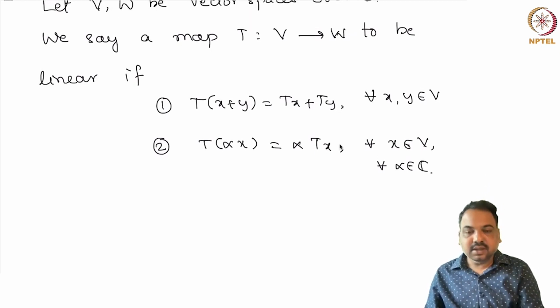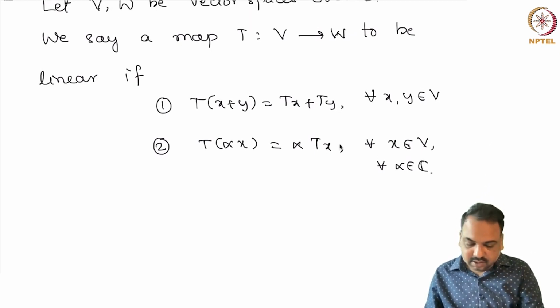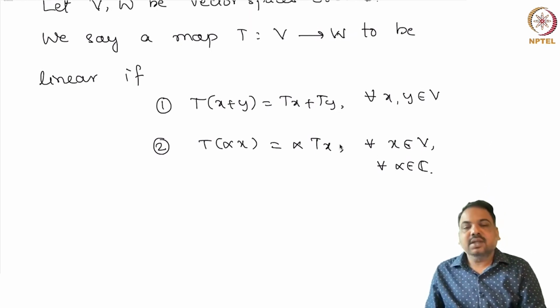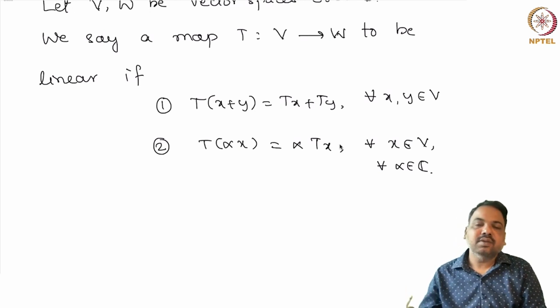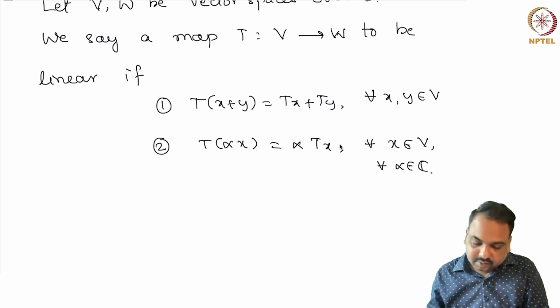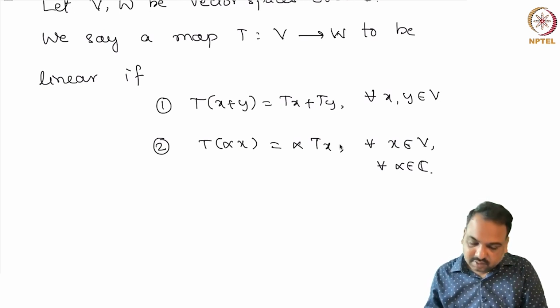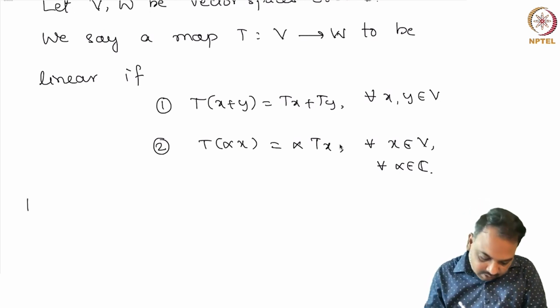The two conditions say that T preserves the linear structure of V. The first condition says that T preserves the addition of two vectors in V, and the second condition says that T preserves the scalar multiplication. So we can say that T preserves the linear structure of V. One immediate observation after defining a linear transformation is the following.